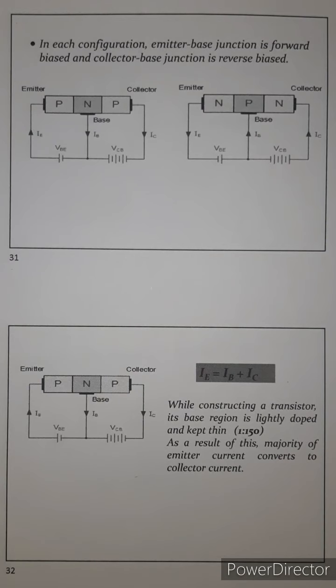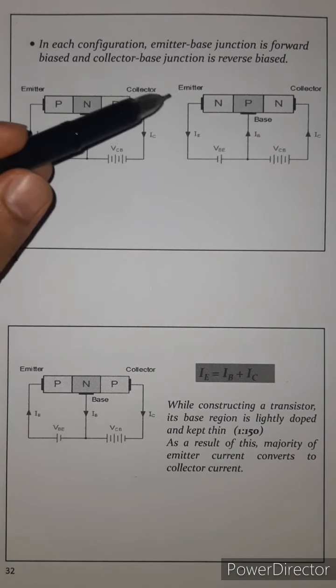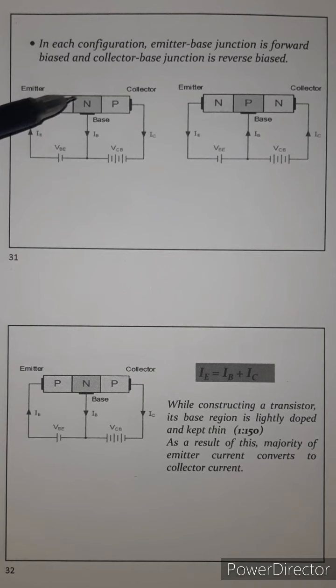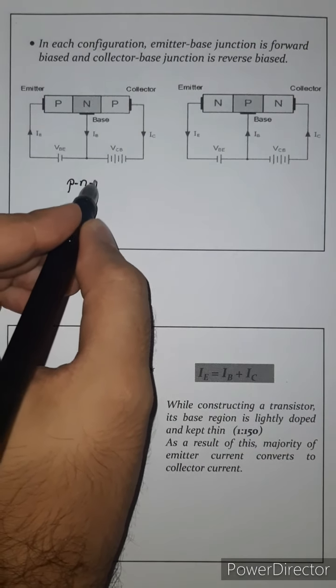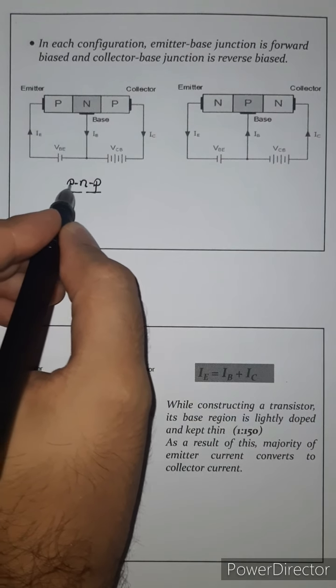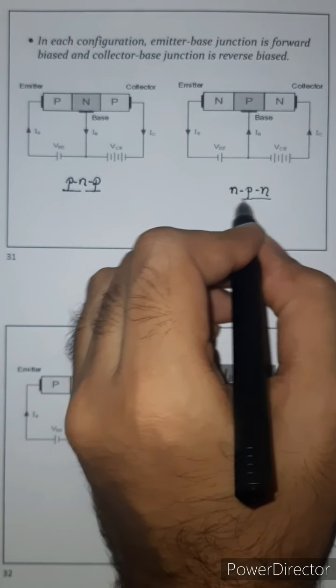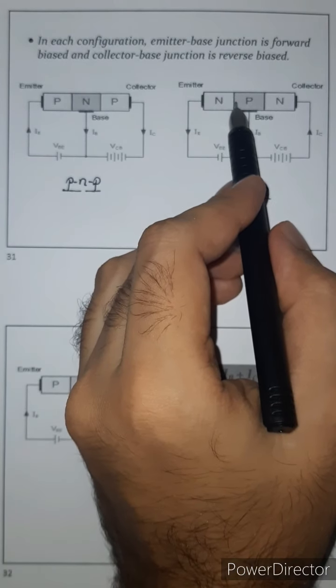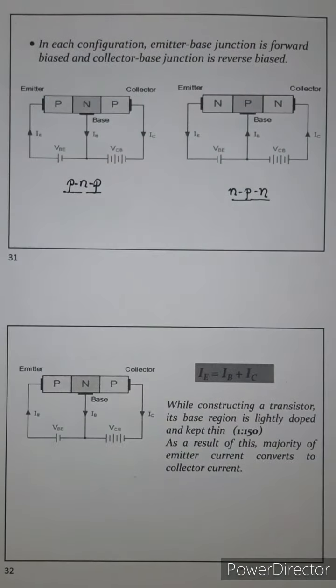Now in each of the 3 configurations, in order to obtain amplification, the emitter base junction is always forward biased and the collector base junction is always reverse biased, in case of both PNP as well as NPN transistors. In the first diagram, you can see the biasing configuration of PNP, and in the second diagram, you can see the biasing configuration of NPN transistors. In both cases, the emitter base junction has been forward biased and the collector base junction has been reverse biased with the help of required batteries.